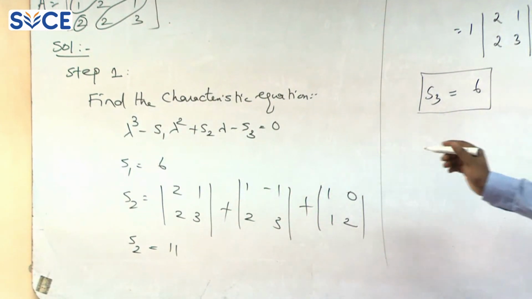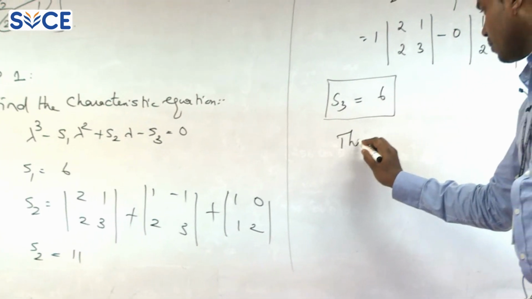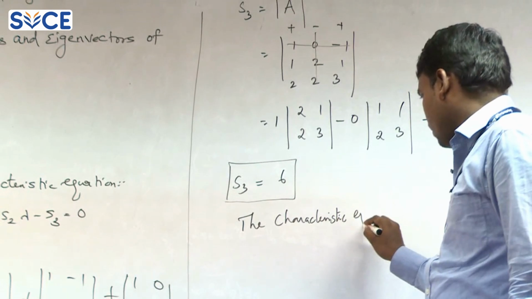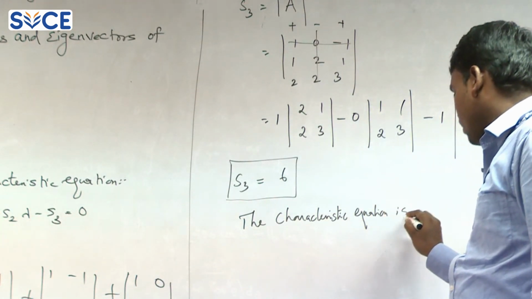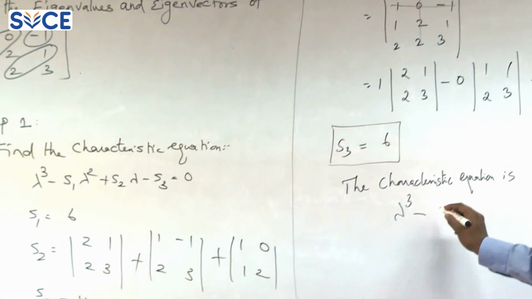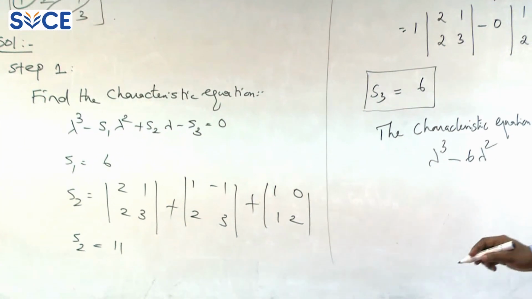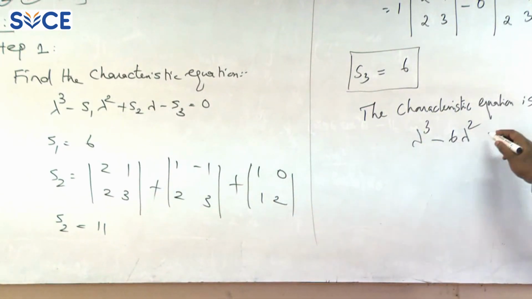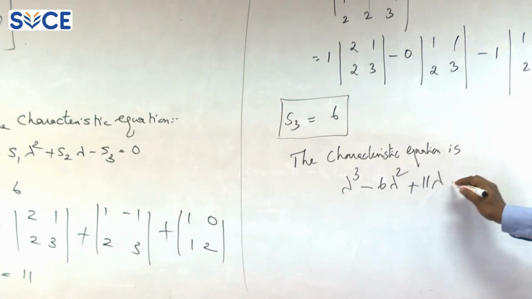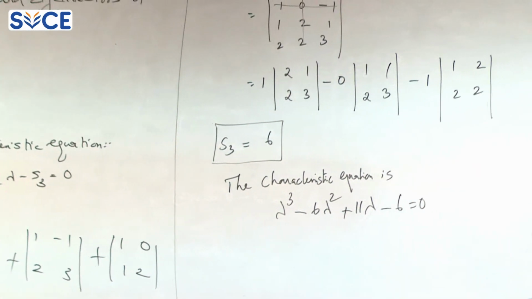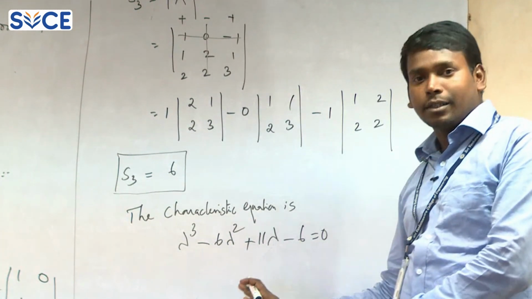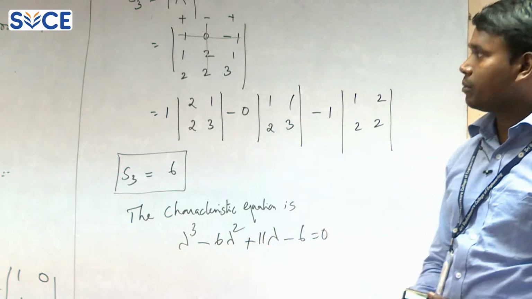Substitute these values into the formula lambda cube minus S1 lambda square plus S2 lambda minus S3. So the characteristic equation is lambda cube minus S1 value 6, so 6 lambda square, plus S2, whose value is 11, so plus 11 lambda. Last one, S3, also 6, so minus 6 equal to 0. That is step 1.